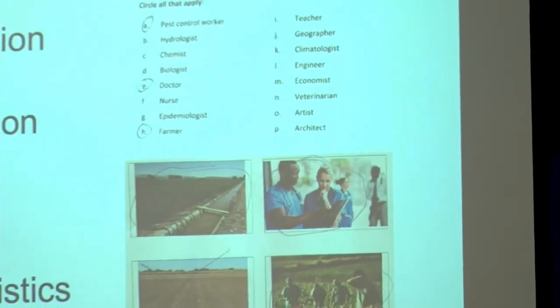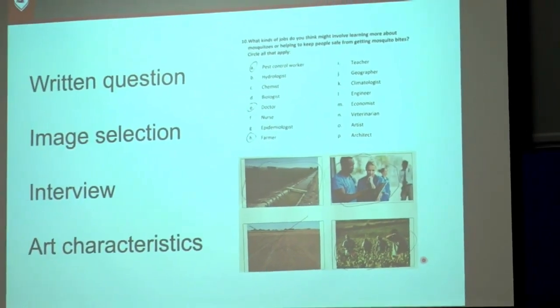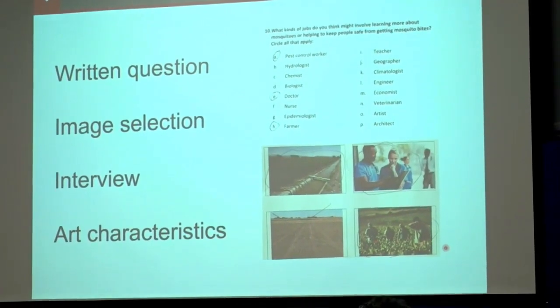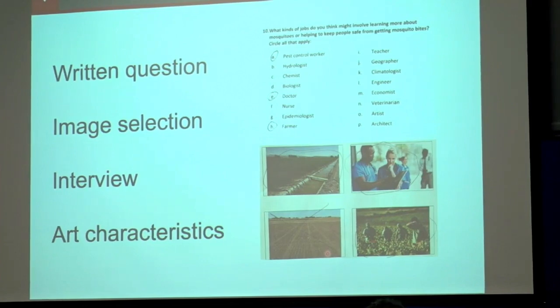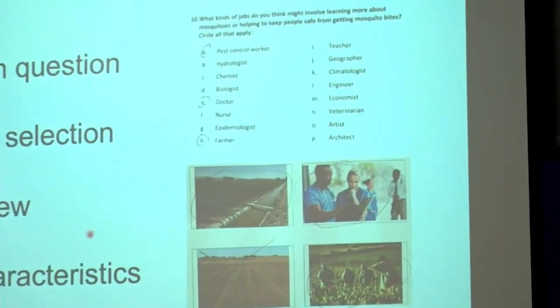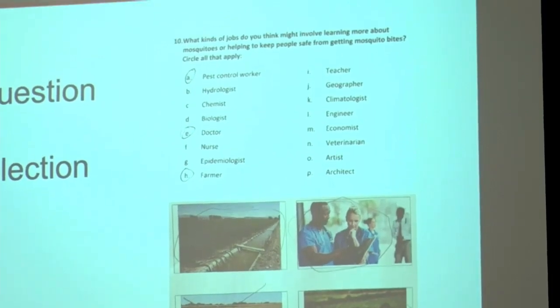So, how do we know if we've moved the needle on any of this? In addition to developing these curricula, we've employed a lot of different assessment tools to monitor learning. These include written questionnaires. We also provide students with selections of photographs that are and are not related to mosquitoes and West Nile virus, and then ask them to pick photos that they think are related. We conduct interviews with the students and evaluate their art directly.